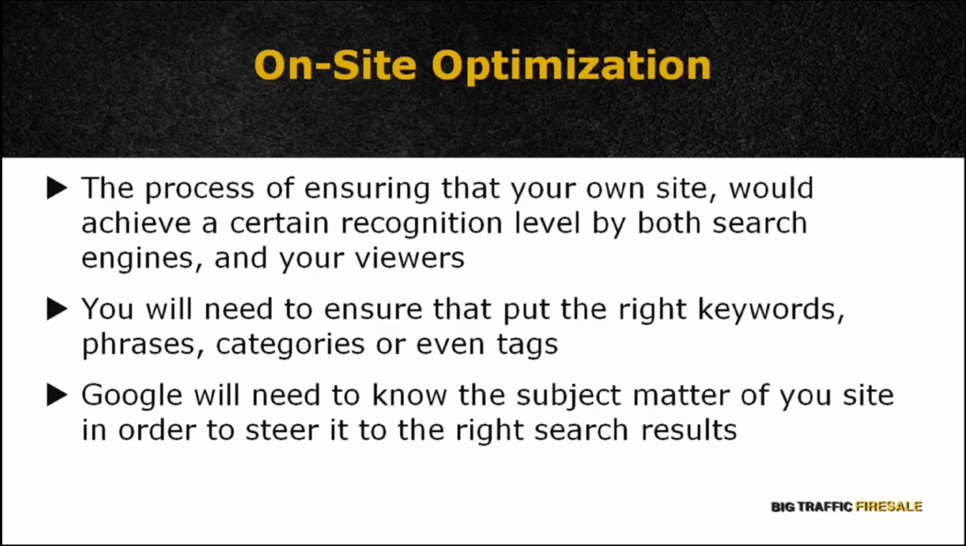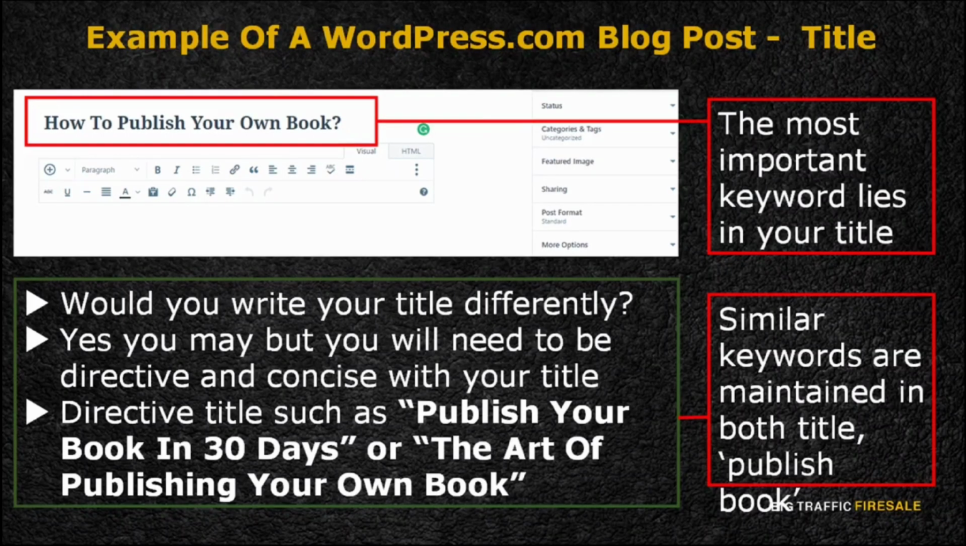I'll give you an example. Say you have a blog post in a common area known as WordPress. In it, you have a post that talks about how to publish your own book. The most important keyword lies in your title. Would you write your title differently?